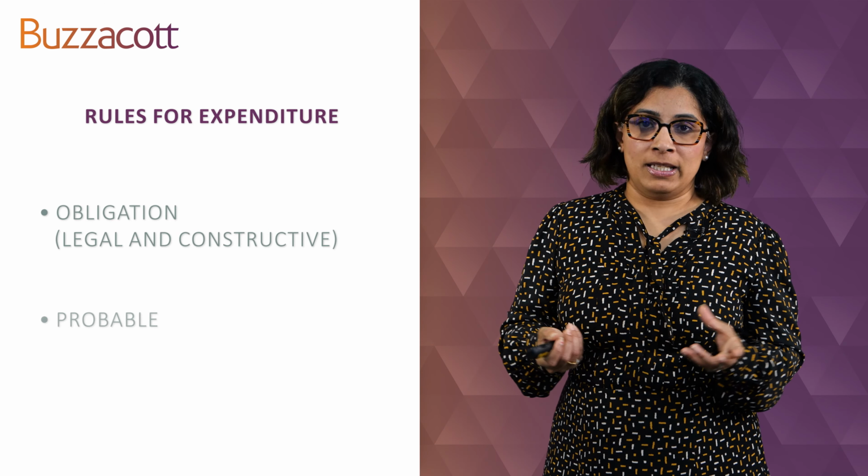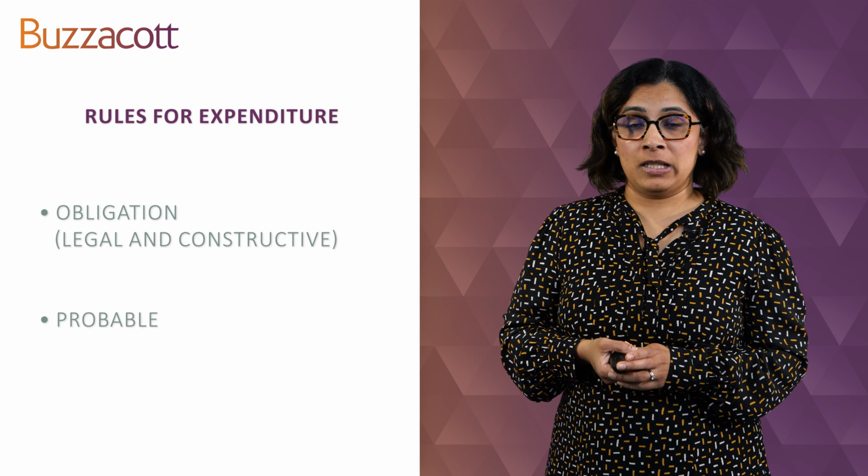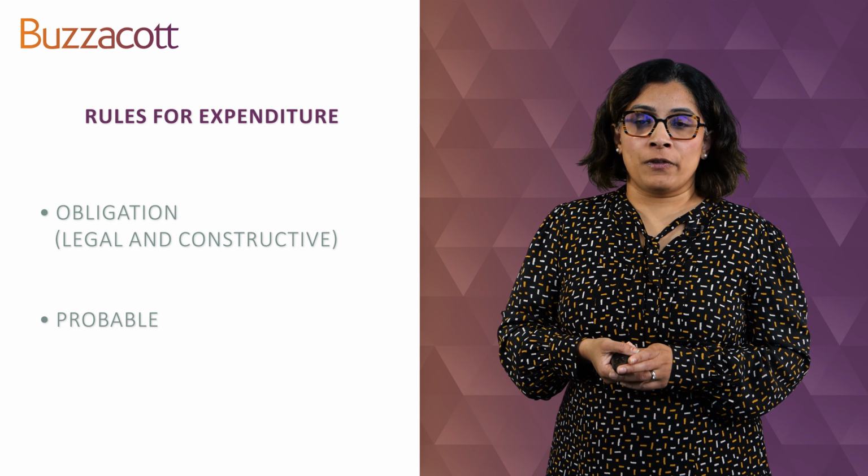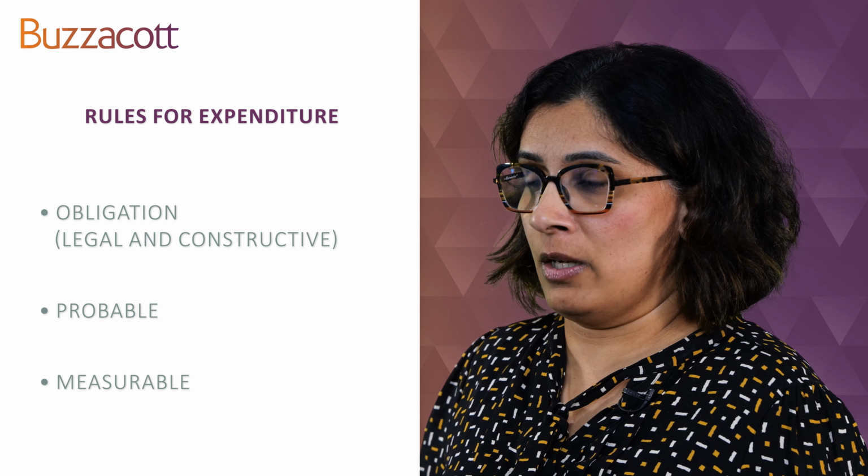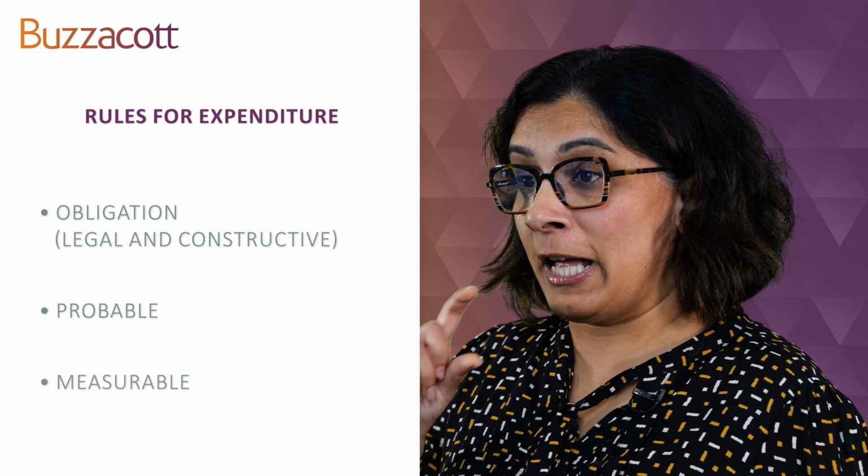The second rule for recognising expenditure or liability is probability. How probable is the expenditure likely to occur? And the general rule of thumb is that if there is a 51% or more likelihood of having to make a payment, then you recognise it. And the final criteria is measurable. Can you put a number to the liability? And in essence, you need to have all 3.